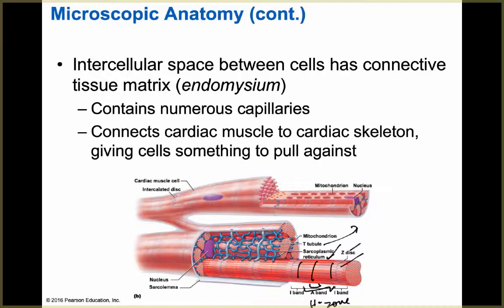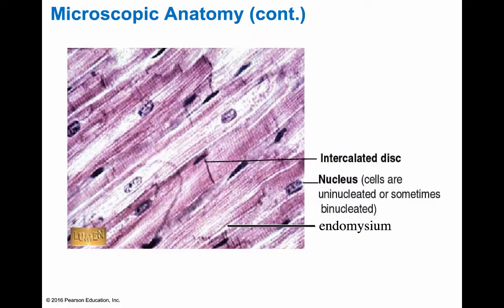The T-tubules here are actually wider than in skeletal muscle like we had before, but there are fewer of them. So they are a little bit different, as you can see there, compared to what we learned previously. And this just shows you a microscopic view so that you can see it a little bit larger, and then you can see that endomysium there, that white area in between the different cells.